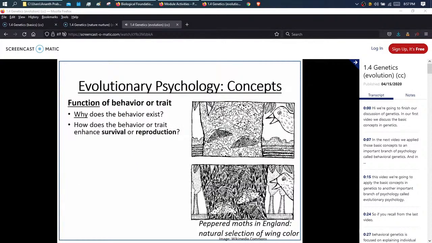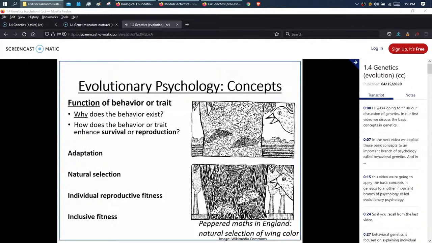So evolutionary psychology is interested in why a behavior exists within the gene pool of our species. What does it do for us? What is the function of the behavior or the trait? How does that behavior or trait enhance survival or reproduction?